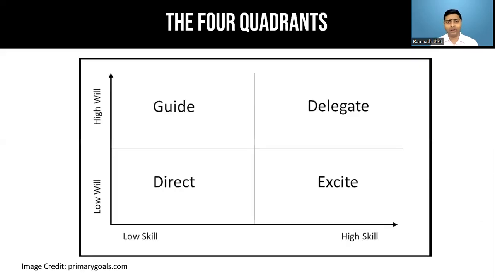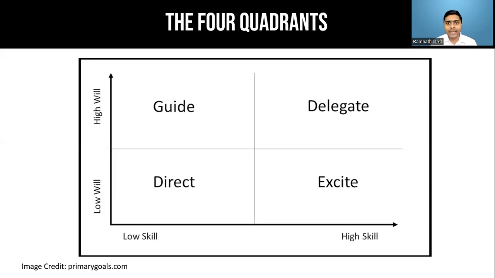Now, here are the four quadrants. So what are the four quadrants? Four quadrants basically stand for four sections here. And the first section that we're going to look at is called low skill and low will. Now, on one axis, you have skill and on the other axis, you have the will. So both are covered here. So let's begin with low skill and low will. So typically, you have an employee whose skill sets are very, very low. And at the same time, the willingness to perform is also very low.